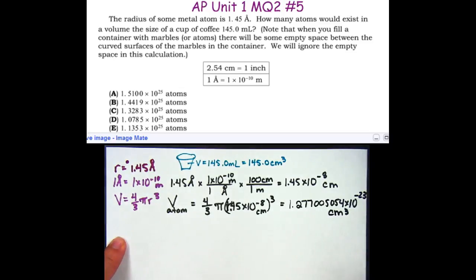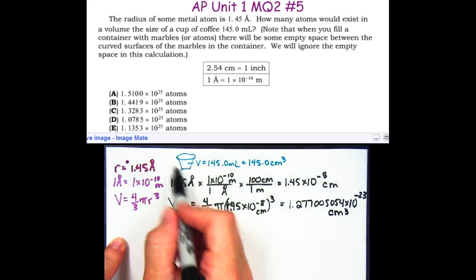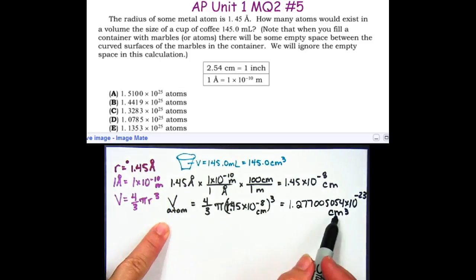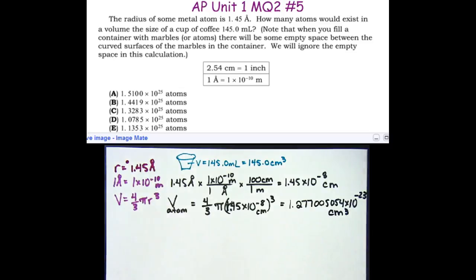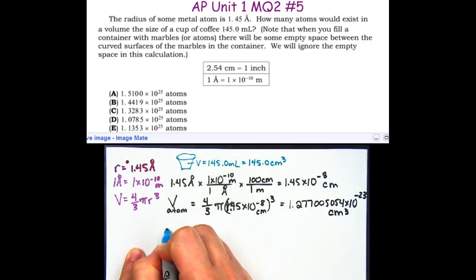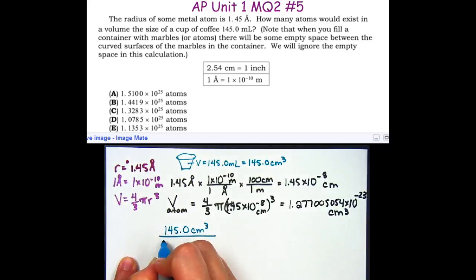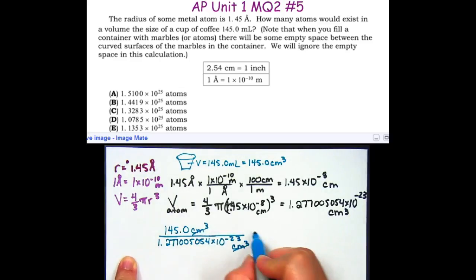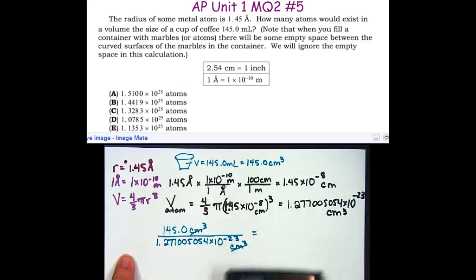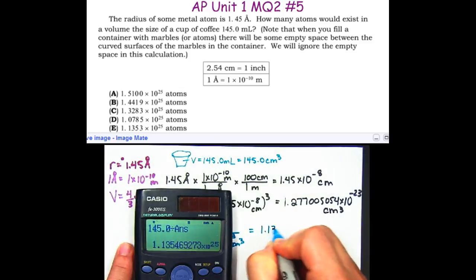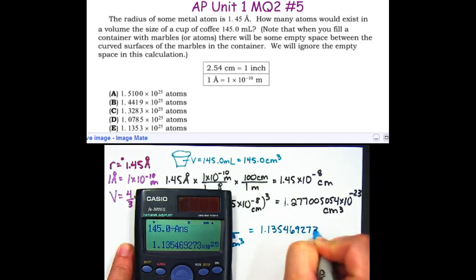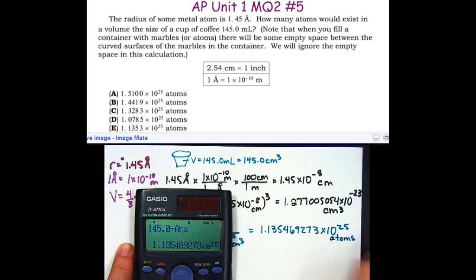Okay, so I now have the volume of my cup, which is the whole, and I have the volume of my atom, which is the tiny part. And so now I can complete the final calculation where I determine how many atoms total can fit in this cup by taking the volume of the cup and dividing by the volume of one atom. Notice that they're both cubic centimeters, and so that'll cancel, which is going to leave us with just a quantity as our final answer. And I'll get 1.135469273 times 10 to the 25, and that's number of atoms.